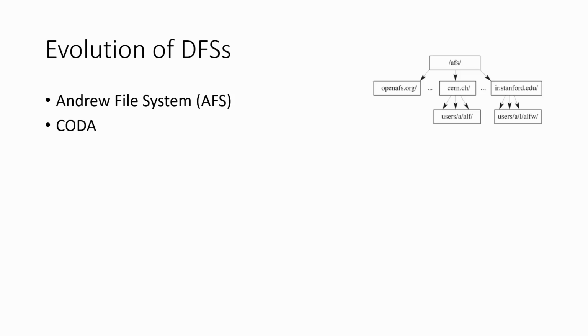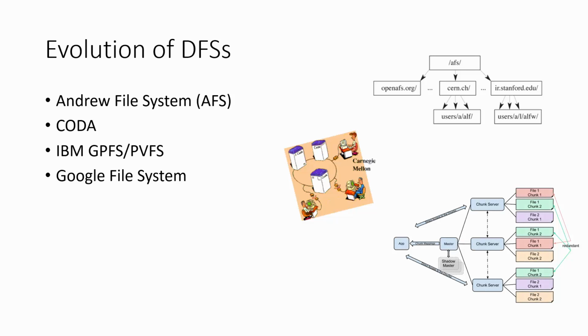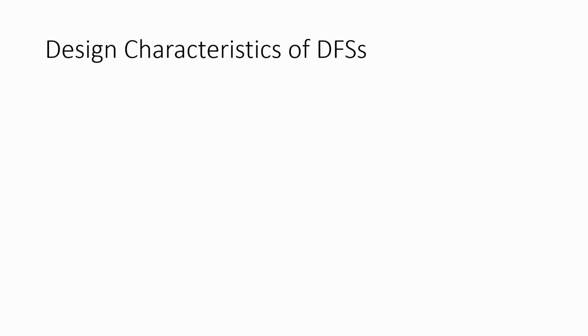A further evolution of AFS was CODA. And then IBM developed a distributed file system that is quite popular for HPC applications known as GPFS, also PVFS, the parallel virtual file system. And then we have the Google file system, which we will be looking into in detail in this unit.